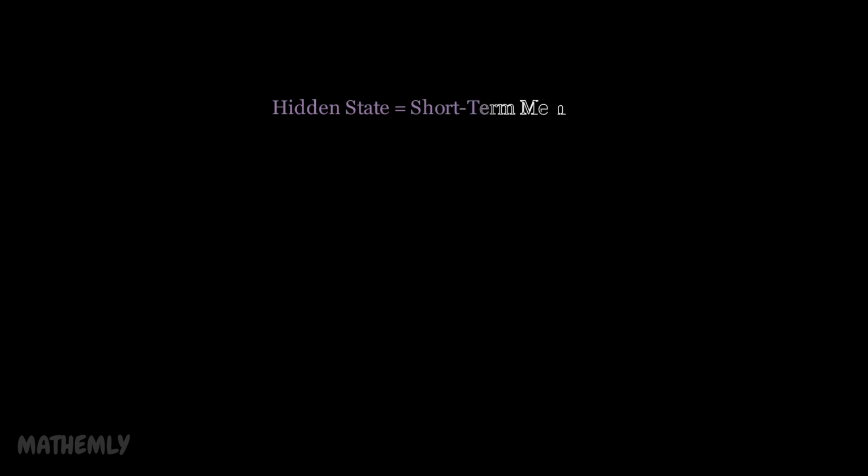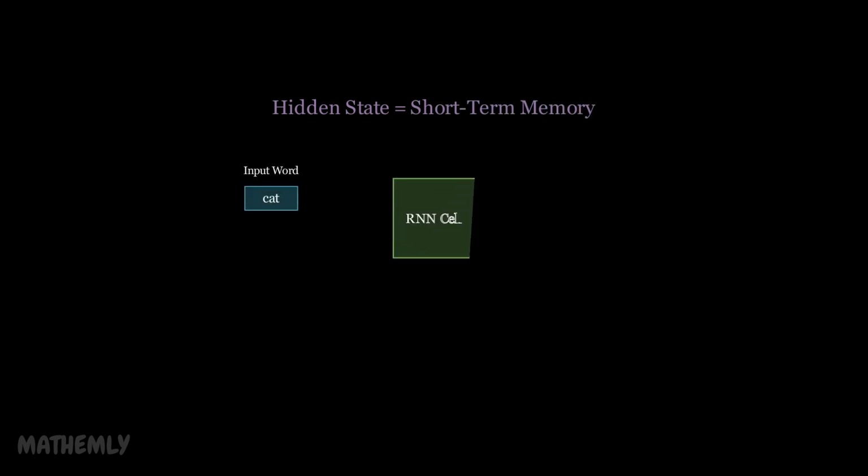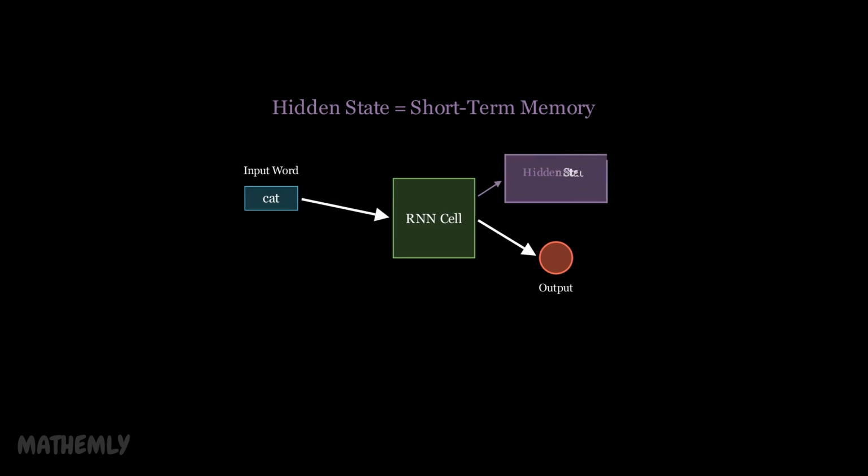When an RNN processes a piece of information like the first word in a sentence, it doesn't just produce a standard output. It also calculates something called a hidden state. You can think of this hidden state as the network's internal short-term memory. It is essentially a mathematical summary of what the network has just seen.